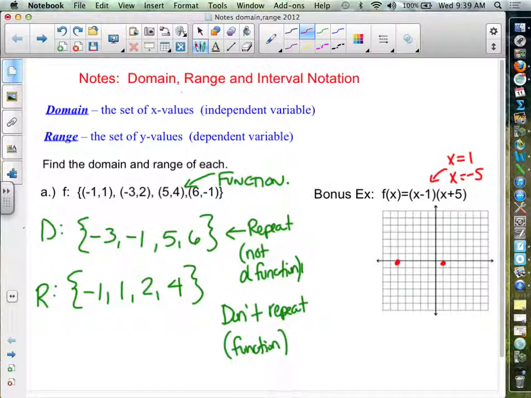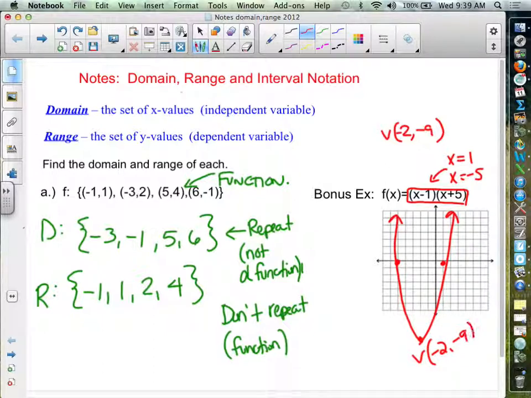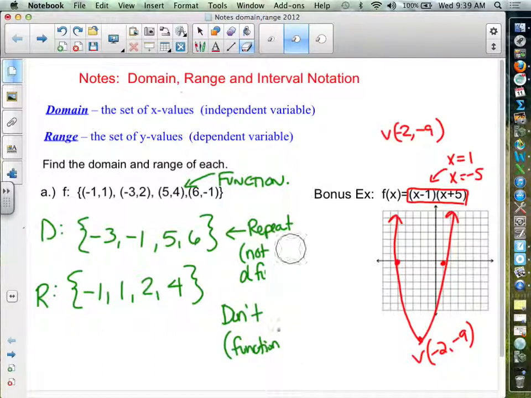I can find the vertex if I want the vertex. Halfway between -5 and 1 is going to be -2. If I plug -2 back into this equation here, I'm going to have a y coordinate of -9. So I can plot that point if I like. I'm going to be off the graph here. So that vertex is at -2, -9.